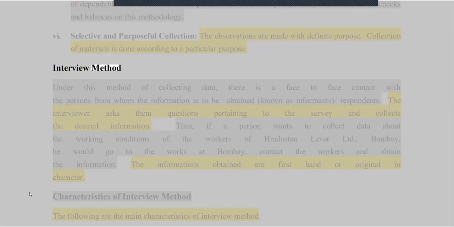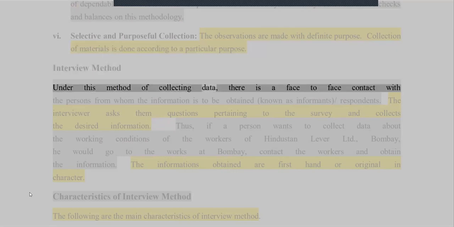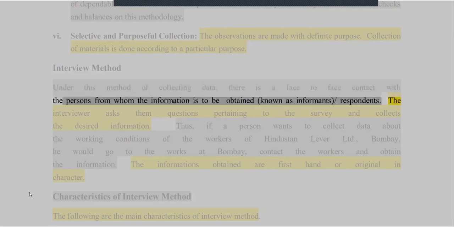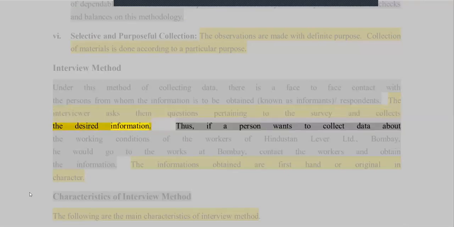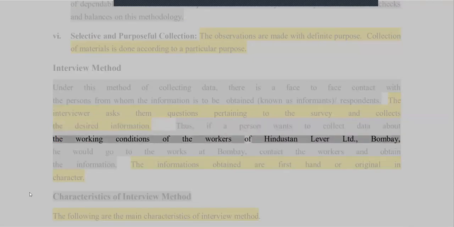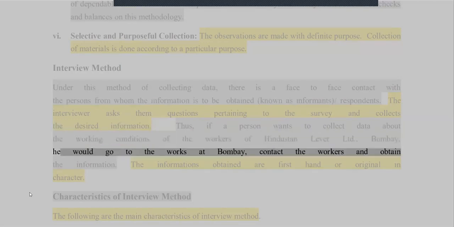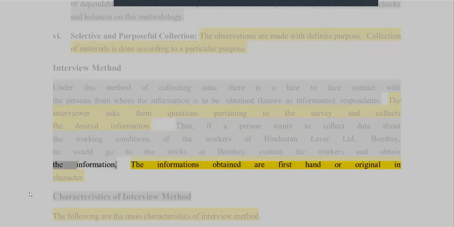Interview method. Under this method of collecting data, there is a face-to-face contact with the persons from whom the information is to be obtained, known as informants, respondents. The interviewer asks them questions pertaining to the survey and collects the desired information. Thus, if a person wants to collect data about the working conditions of the workers of Hindustan Lever Limited, Bombay, he would go to the works at Bombay, contact the workers and obtain the information. The information obtained is first-hand or original in character.